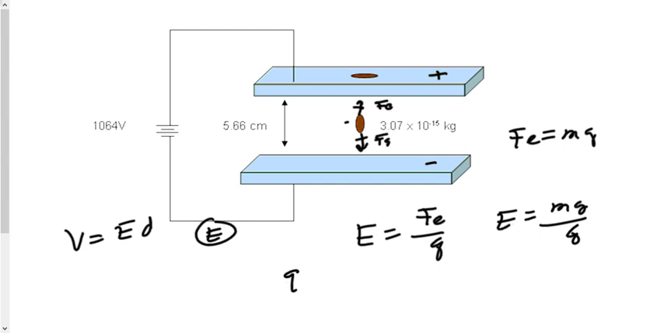And once we find q, we can divide that by 1.6 times 10 to the minus 19, and that's going to equal your number of extra electrons on this. And that's how you do the oil drop experiment from Robert Millikan. The key really is understanding that force electric and force gravity equal each other, so that you can use the base equation for electric field as force electric per charge. And that's how that's done.